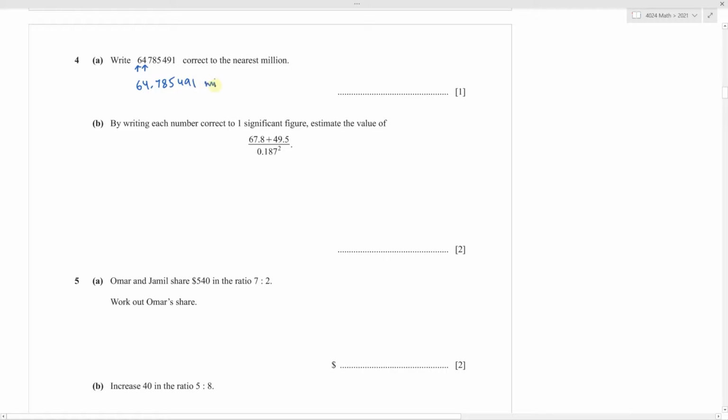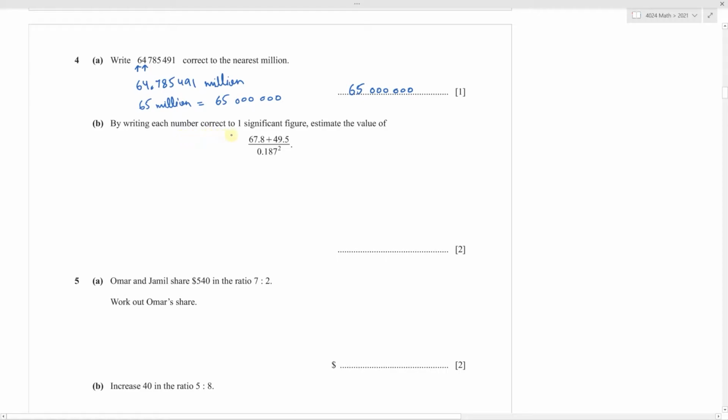64.785491 million. Now, if I have to round it to the nearest million, since this digit is 7 here, the 4 will be rounded up to 65, which is 65 million, which equals 65,000,000. So this will be your answer that you will write: 65 million, 65,000,000.